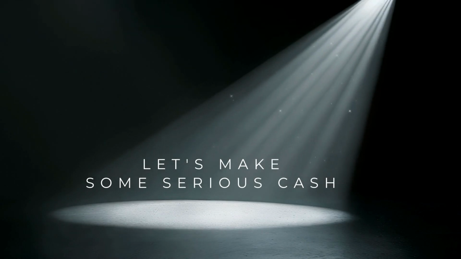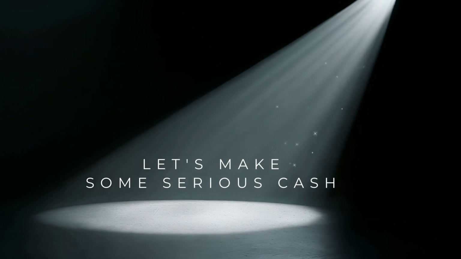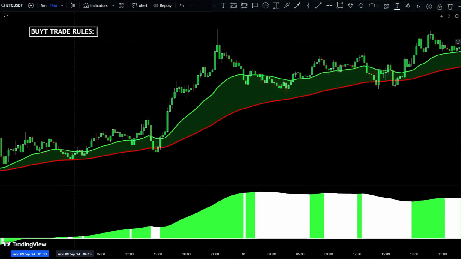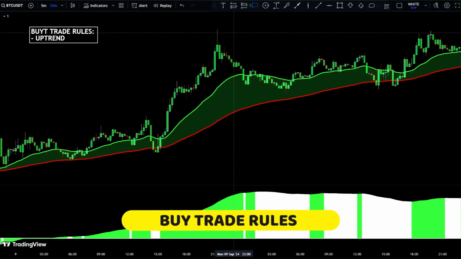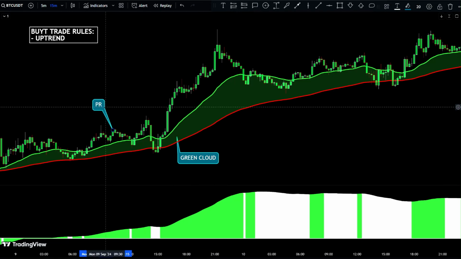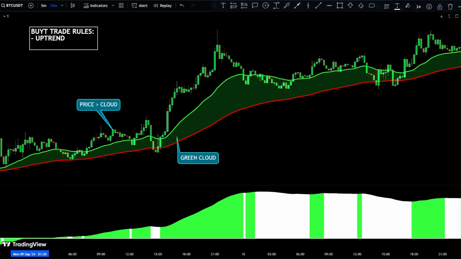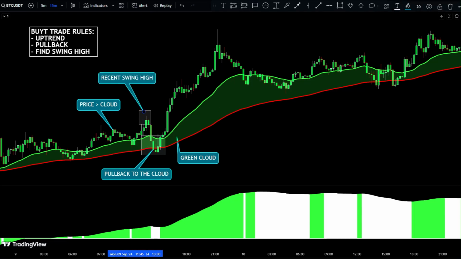Great, now we've got both of our indicators locked and loaded, and we're ready to start making some serious cash with this straightforward buy-sell indicator strategy. To enter a long trade, we'll first need to ensure that there's an uptrend in the market. Keep an eye out for the price rising above the green cloud. That's a good sign. Next, watch for a pullback to that green cloud, followed by locating the most recent swing high in the market. Once you've found it, go ahead and draw a horizontal line.